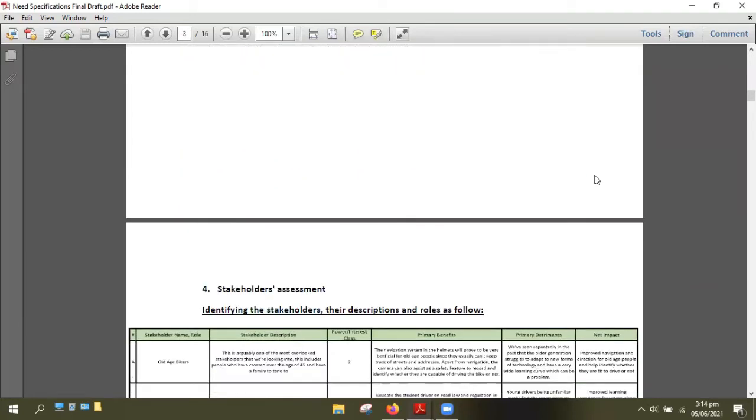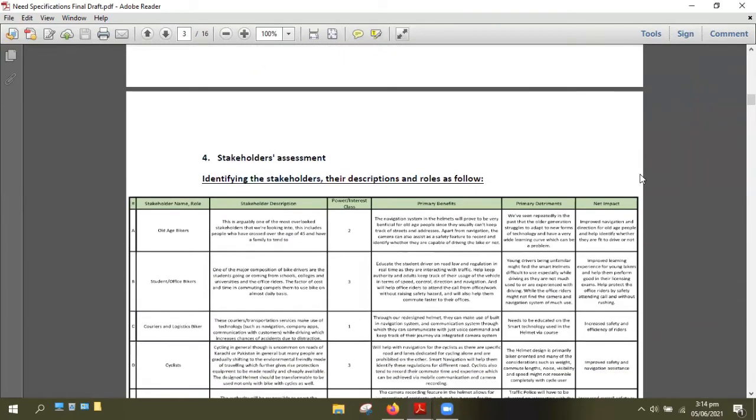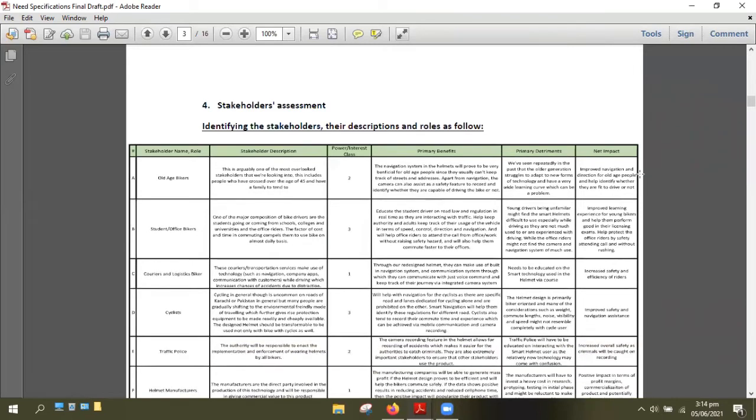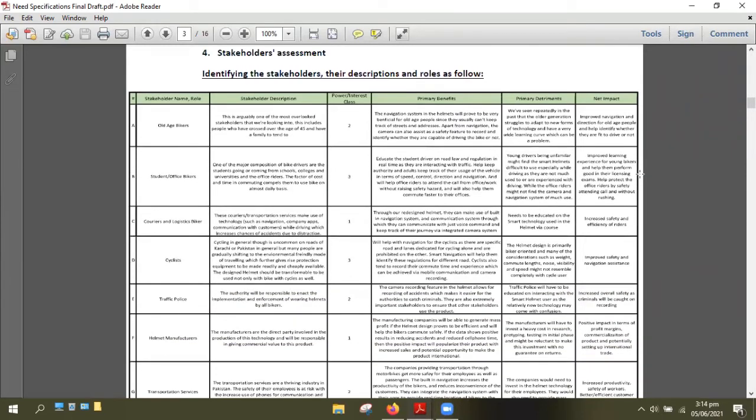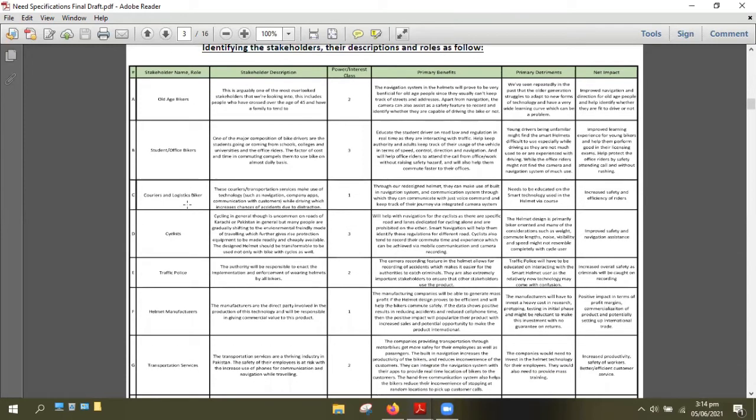Right. So once we had the significance, the next step was the stakeholder assessment, which I was talking about earlier. Within the stakeholder assessment, we had to identify who are the primary subjects around which the problem is being identified, and around which the solution would be constructed. Right. So we identified different stakeholders, for example, old age bikers, student and office bikers, and courier and logistics bikers, which were the primary stakeholders, but the solution was more general in that it can be used by any bike rider. So we had to take into account all the stakeholders who would use our solution regarding road safety.